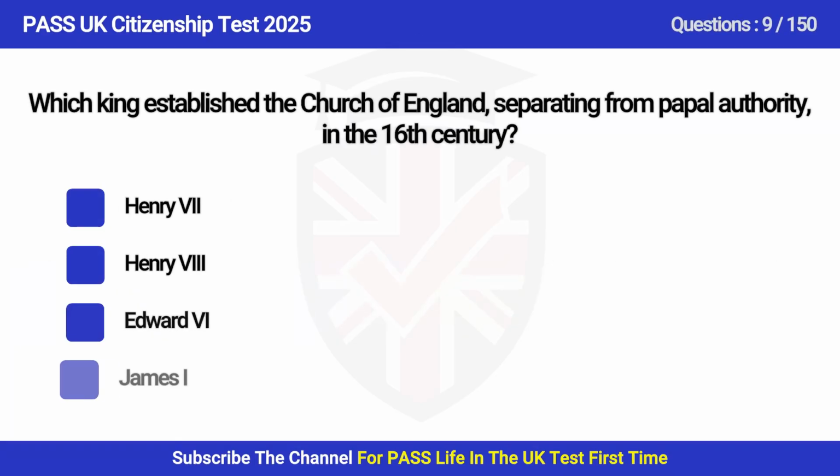Question 9. Which king established the Church of England, separating from papal authority in the century? A. Henry, B. Henry, C. Edward, D. James I.